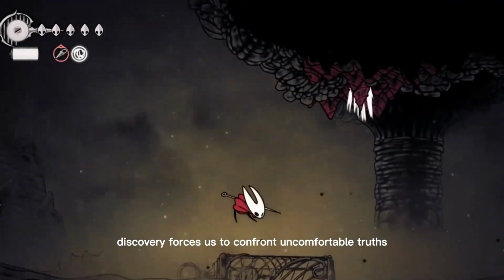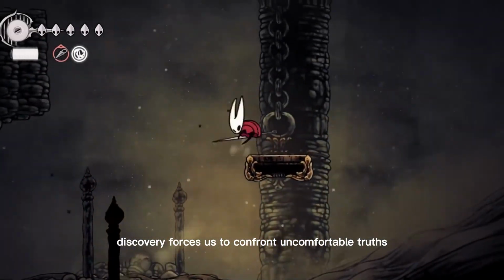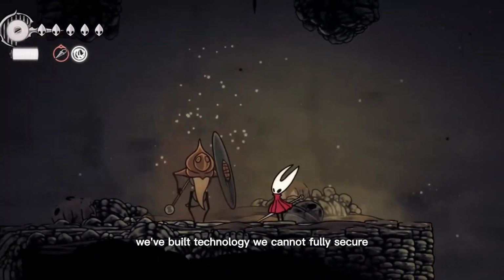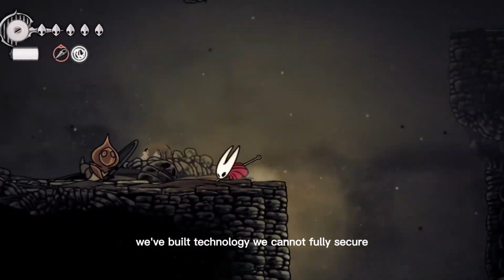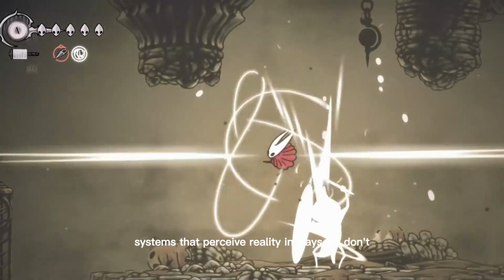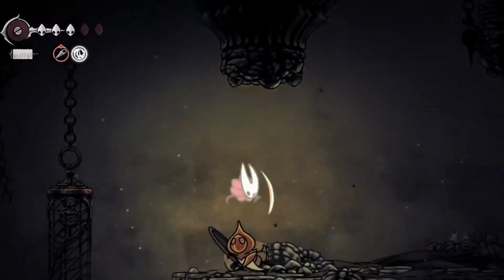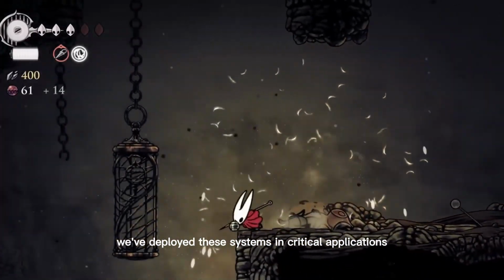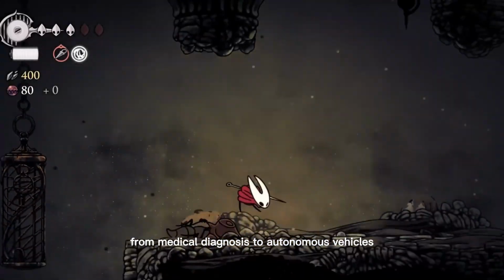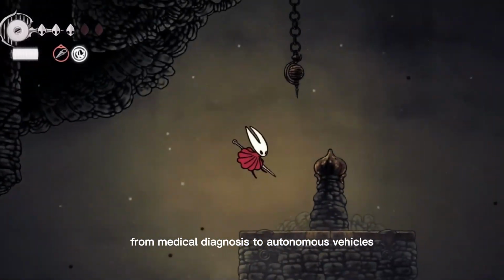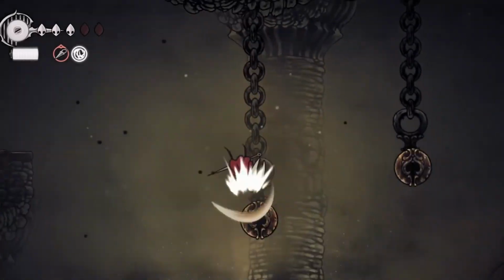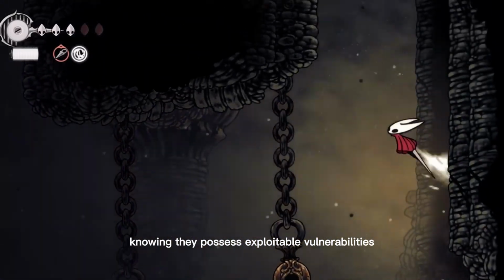The discovery forces us to confront uncomfortable truths. We've built technology we cannot fully secure. We've created systems that perceive reality in ways we don't entirely understand. We've deployed these systems in critical applications, from medical diagnosis to autonomous vehicles to content moderation, knowing they possess exploitable vulnerabilities.